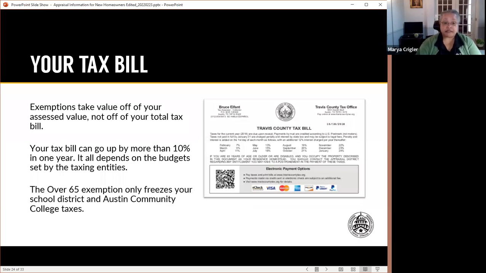The over 65 exemption, we talked about that freezing your taxes. It's important to remember that only freezes your school district taxes, and newly started for last year, it freezes the amount of taxes that you pay to Austin Community College. So if you are over 65, your taxes are frozen only for the school district and the community college, but they may go up for the other taxing entities, the city, the county, any ESD or MUD that you may have to pay taxes to.